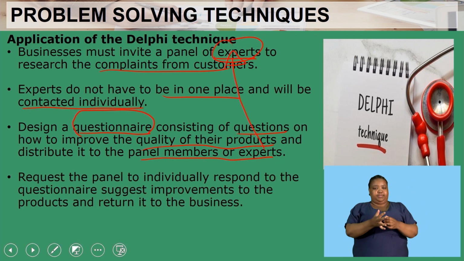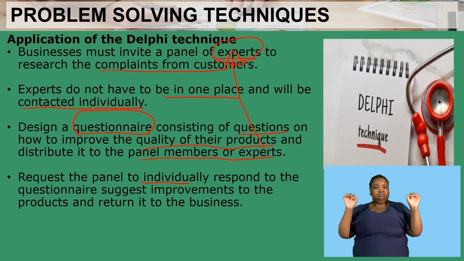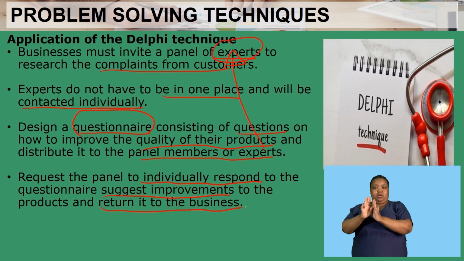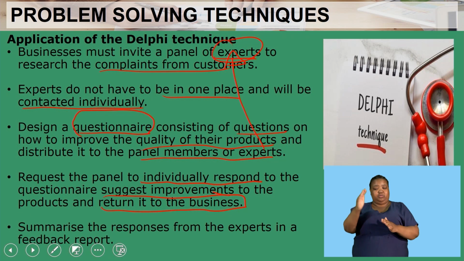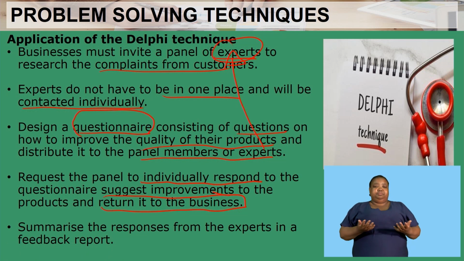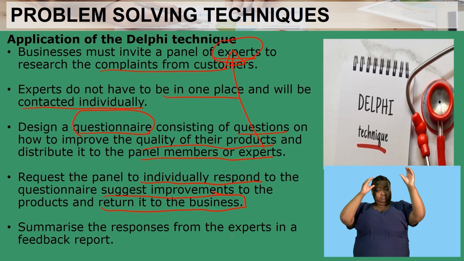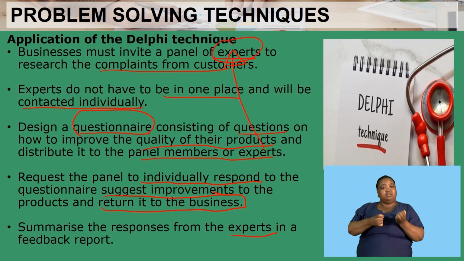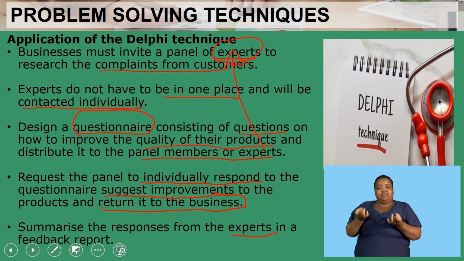And then we're going to request the panel to do what? To individually respond as individuals to the questionnaire. And what are they responding on? They're going to suggest the improvements to the product, and they have to return it to the business. Right? Don't forget that. Remember, we are putting it into action or to practice rather. Then summarize the responses from who? From the experts. Remember, we gave them the questionnaire. So when they bring back their responses, we need to summarize from the experts in a feedback report.